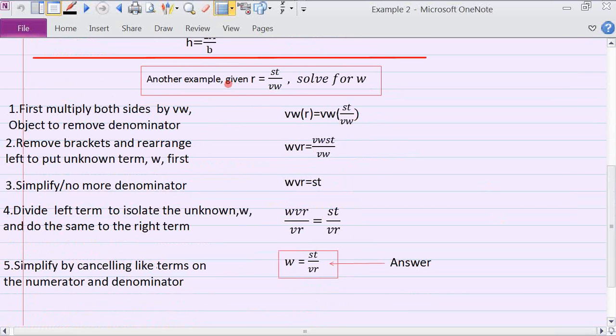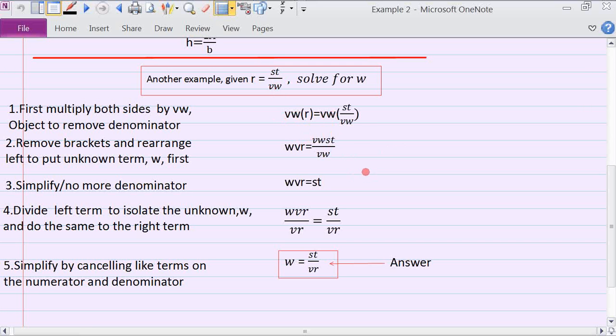Now, here we have another example, which is not in the manual, but I just made it up here. R equals ST over VW, and we want to solve for the W. We want to solve for this term right here. So the first thing we do is multiply both sides by VW. The same way we remove the denominator in the last problem, we want to get rid of this VW on the denominator. So multiply the left by VW, multiply the right by the VW.